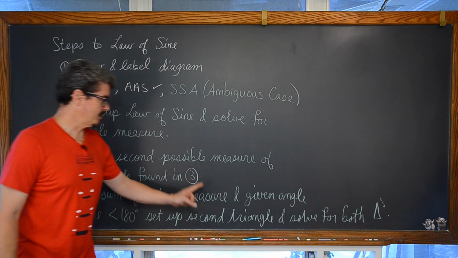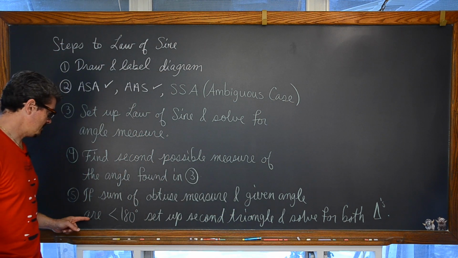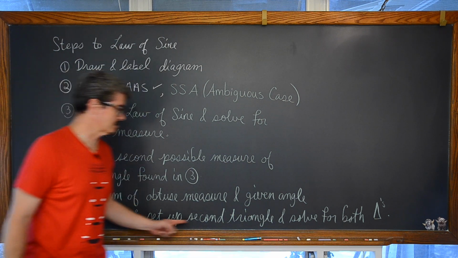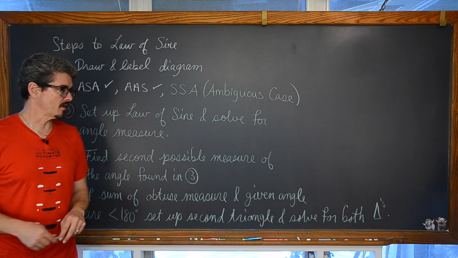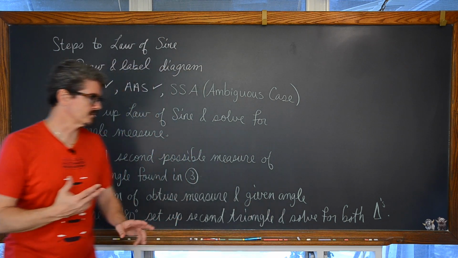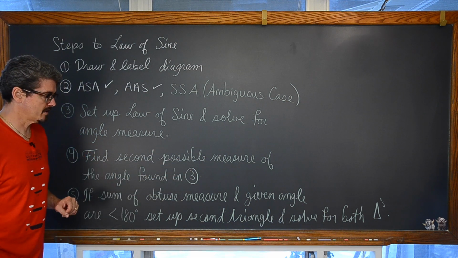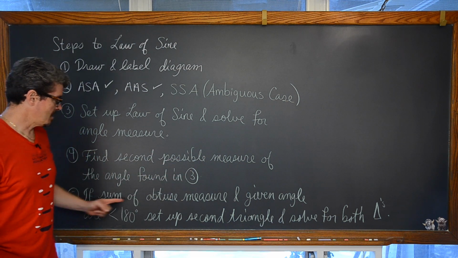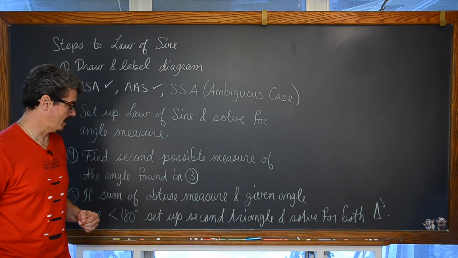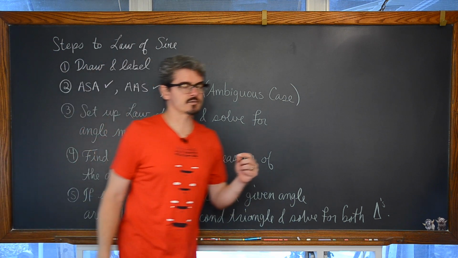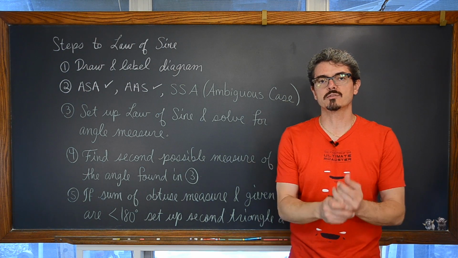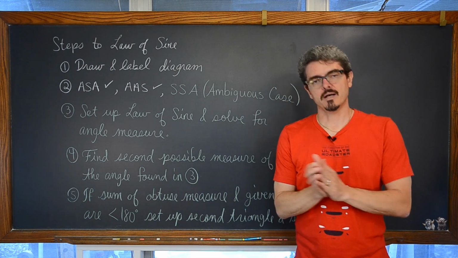If the sum of the obtuse measure and the given angle, in our examples it was angle A, is less than 180 degrees, then set up a second triangle. Go ahead and give yourself a picture of both of them and solve for all the remaining missing parts of those two oblique triangles, non-right triangles. If the sum of the obtuse measure, again that A sub 2, B sub 2, C sub 2, like we were having with ours, comes out to be more than 180 degrees, then you've already taken up more than the number of degrees that you can make a triangle with, so therefore there is only one possible triangle.